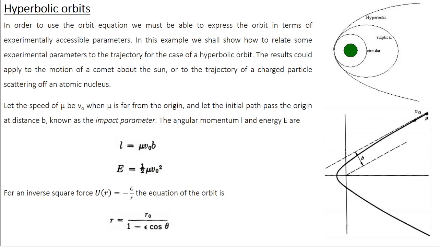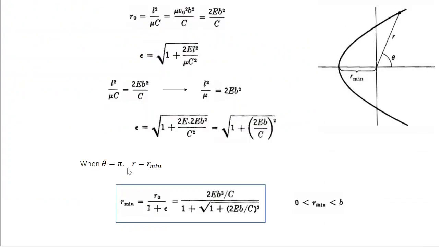Now, from this equation, you can note that the value of r is minimum when the denominator is maximum. That happens when cos theta is minus 1 or theta equal to pi. So when theta equal to pi, r equals r minimum. So r minimum equals r naught divided by 1 minus e cos theta. Cos theta is minus 1 now, so this is r naught divided by 1 plus e. So we know the expressions for r naught and e.